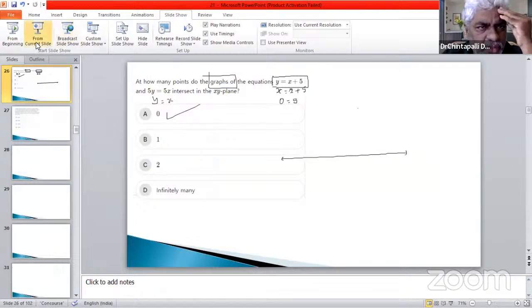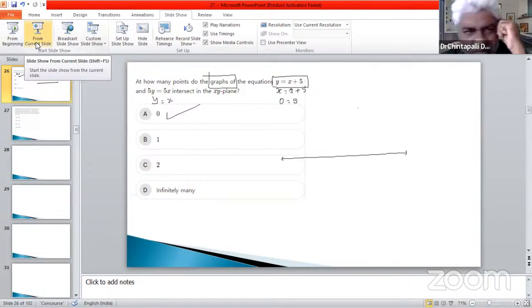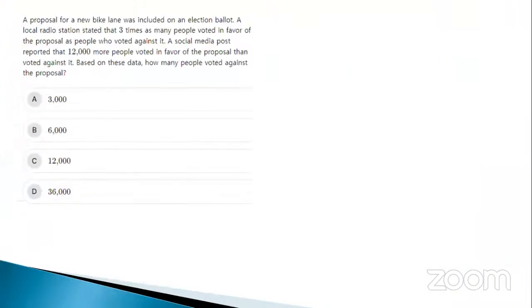Yes. We saw practically why these two equations have no solutions. Got it? Yes, sir. Now.